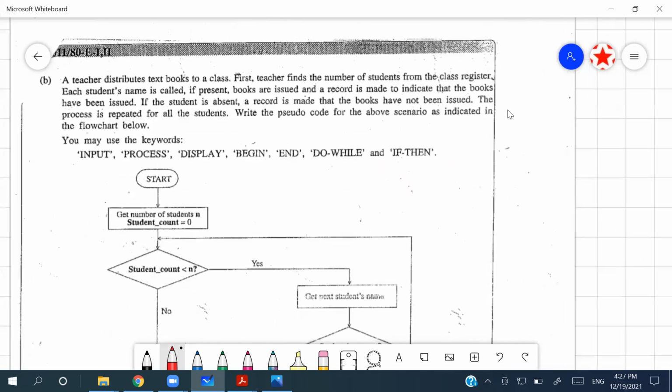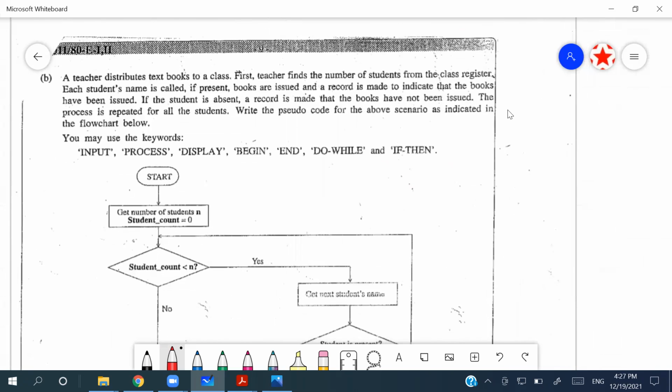So the B part is saying a teacher distributes textbooks to class. First, the teacher finds the number of students from the class register. Each student name is called. If present, books are issued and a record is made to indicate that the books have been issued. If the student is absent, a record is made that the books have not been issued. The process is repeated for all the students.